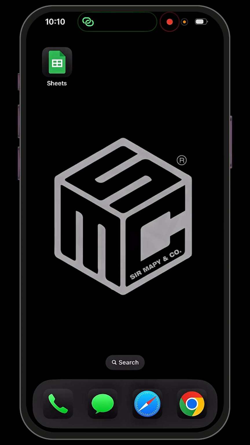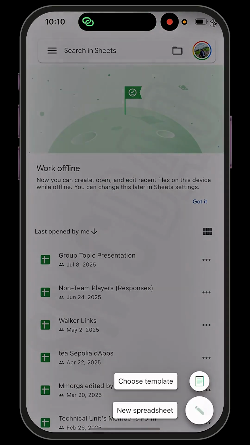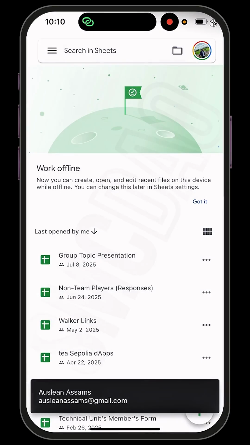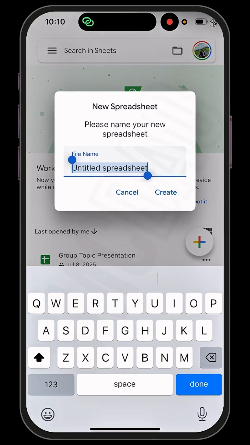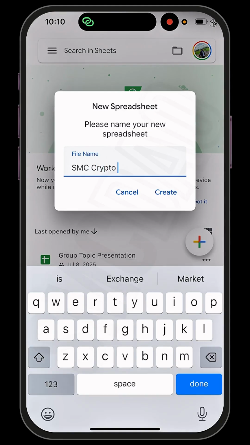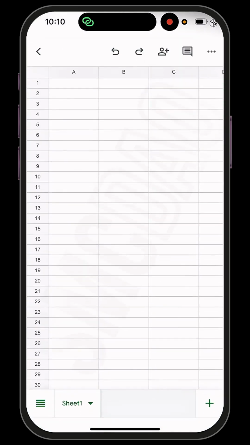So I've gotten my Google Sheets downloaded, and all I need to do is click on Google Sheets, click on create, and I could start a new spreadsheet. I could call this SMC crypto journal. All right, I click on create. Now you have to create your basic columns, and that's like the base of all of this.